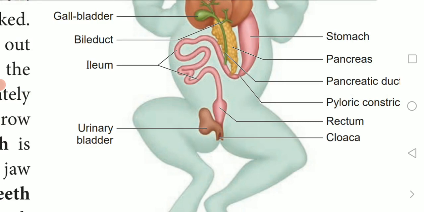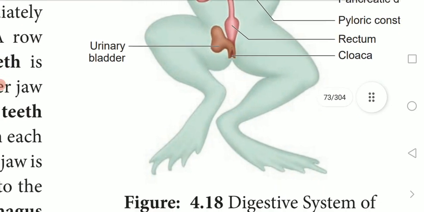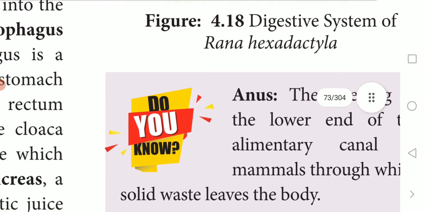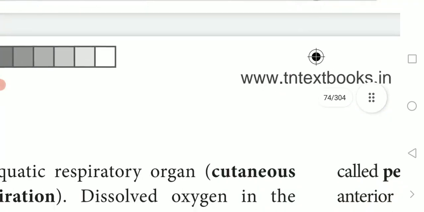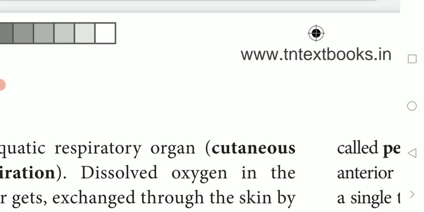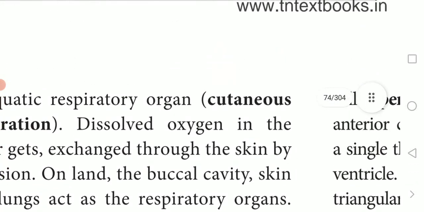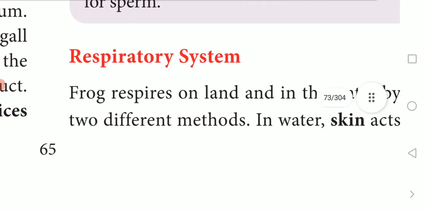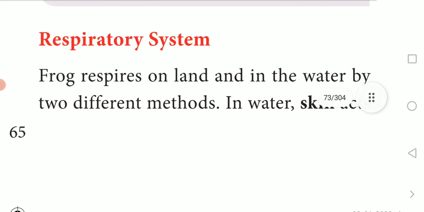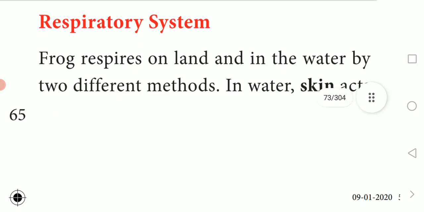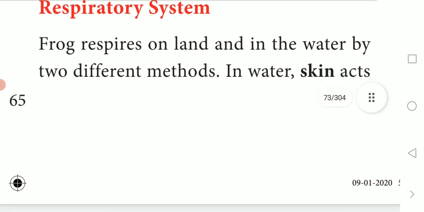The next topic is the respiratory system. This is a small topic. The frog respires on land and in water by two different methods, which you already know. One is on land and the other is in water.